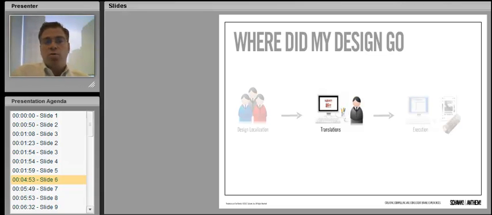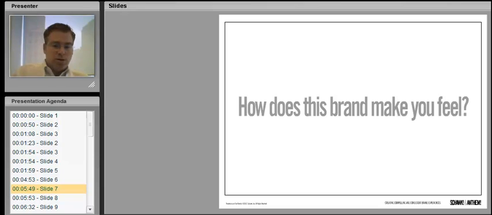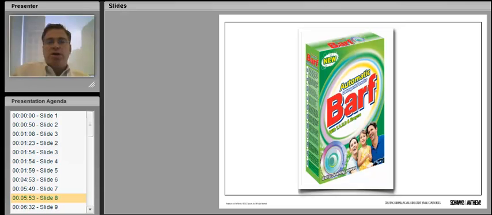These companies, of course, have put some money into it to make sure that even though it's a transliteration, it actually has a good meaning. But there's a lot of companies that haven't done that. They've either just transliterated the name, or they've used the existing name. So this first one, I have a question. How does this brand make you feel?